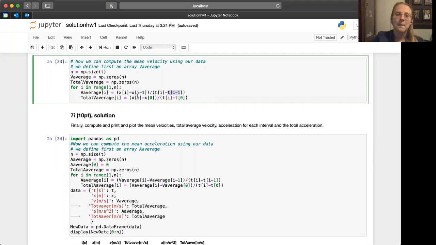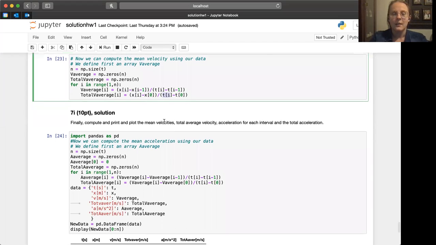The total velocity is the position at the current interval minus the initial position, divided by the time at the current interval minus the initial time. So instead of the velocity within each time interval, it's the velocity between the very beginning and the current point. So that's what the difference is there. Moving forward to calculating the acceleration from the velocity, we're going to use the average velocity here because that's going to be much more accurate because you did the calculation over a shorter time interval. Usually the calculations done over shorter time intervals are going to be the most accurate.